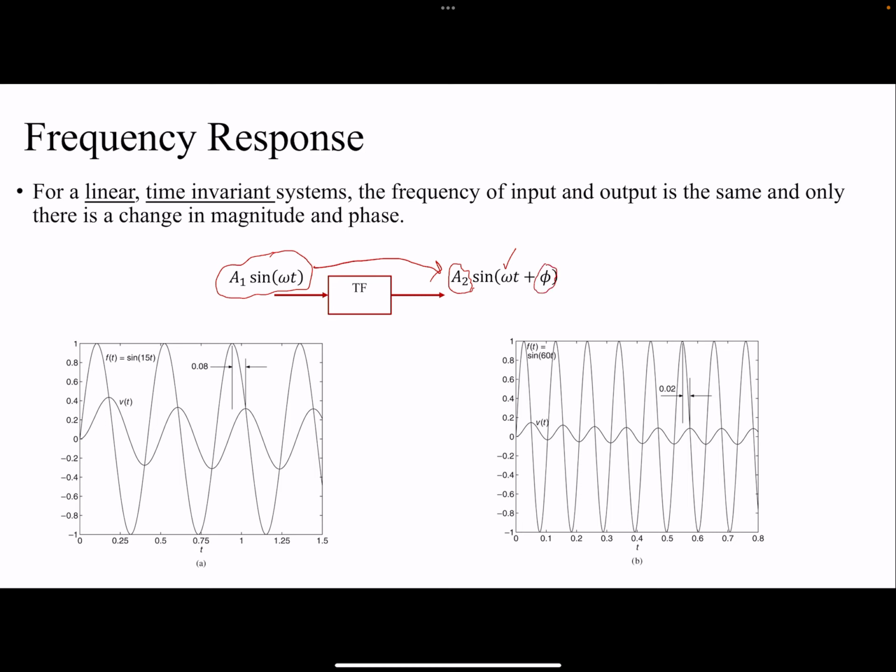So here in this example, if you look at the input signal and the output signal, the amplitude has changed, but if you measure the frequency, it would be the same. And also we have a phase change. And here is another example showing a change of amplitude, but the frequency would be the same, and there is a slight phase change.